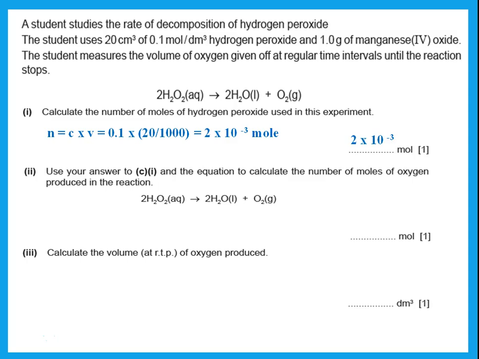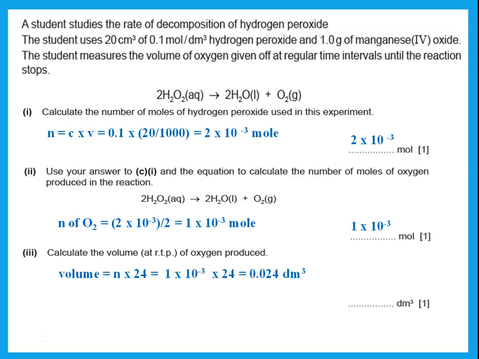Now use your answer and the equation to calculate the number of moles of oxygen. Now if this is the equation and I have a certain number of moles of H2O2, what would be the number of moles of oxygen? The equation says 2 will give 1. So the number of moles of oxygen should be half of what we got for the hydrogen peroxide. So this is the number of moles of oxygen. Now calculate the volume of oxygen. How do I get volume? Volume is number of moles times 24. So it is 0.024 decimeter cubed.